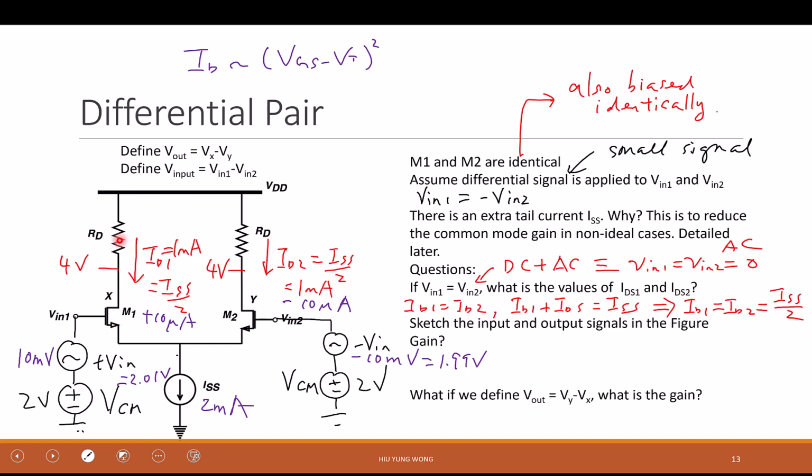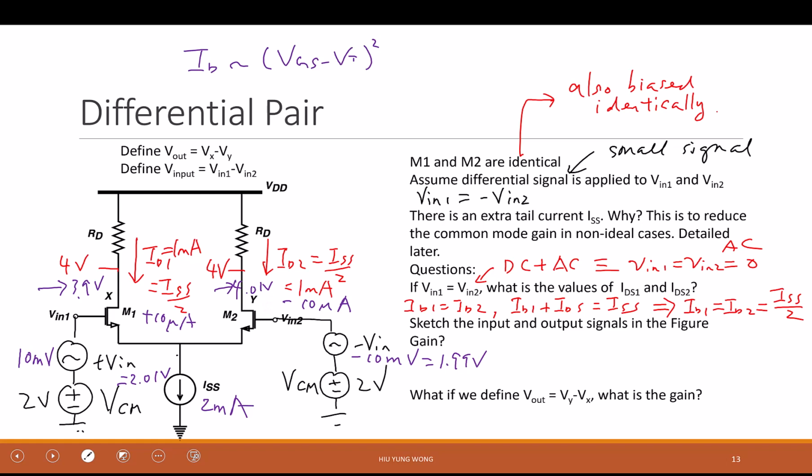Now, if the current here increases, what happens to Vx? Vx will go down, right? Because Vx equals VDD minus ID times RD, right? So this might become 3.9 volts, for example. And this one will become 4.01 volts. I don't think anyone can read this line without watching the video, right? Is that okay? I know it's messy.